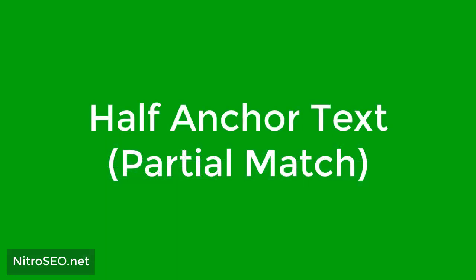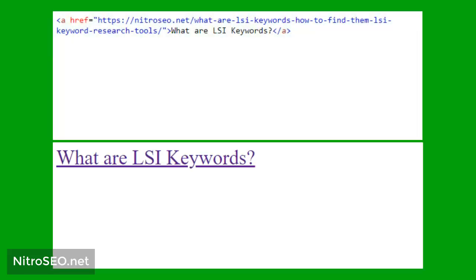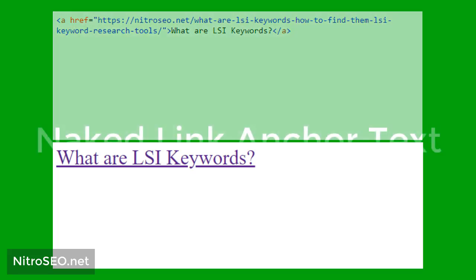Half anchor text or partial match. This model is such that your link has a keyword, but the keyword comes with a series of changes. For example, if we give the same example of the programming tutorial, the text Quick and Easy PHP Programming Language Tutorial can be an example of partial match.